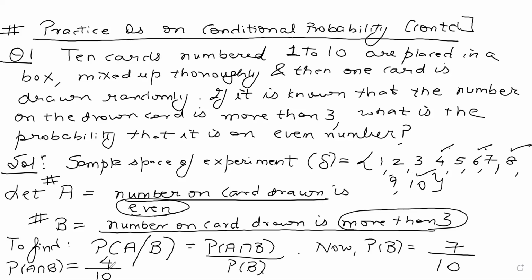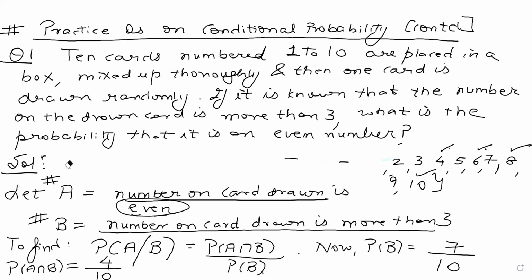So probability of A intersection B is 4 by 10. Probability of B is 7 by 10. We know how to find the answer now. So I can now write the probability of A conditional on B. Let's quickly write this.